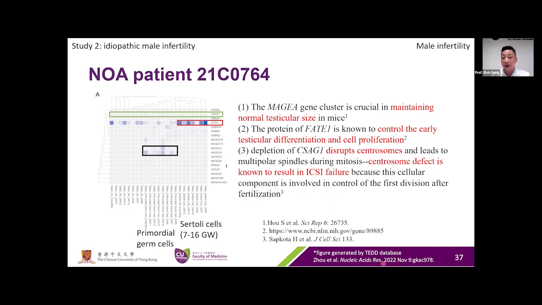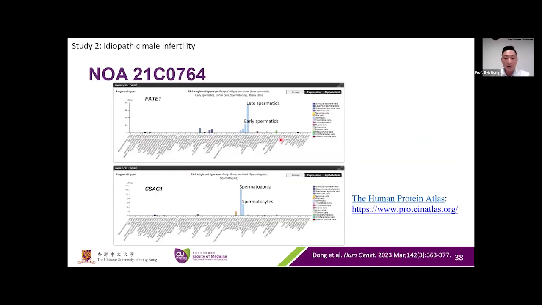I just told you that we also looked at datasets like our previous publication and the online database. We can see that some genes are expressed in all cell types, including primordial germ cells as well as Sertoli cells, but some genes are only expressed in one tissue type. Looking at the Human Protein Atlas, you can see that FATE1 and CSAG are specifically expressed in spermatids, which indicates they are quite important for spermatogenesis.